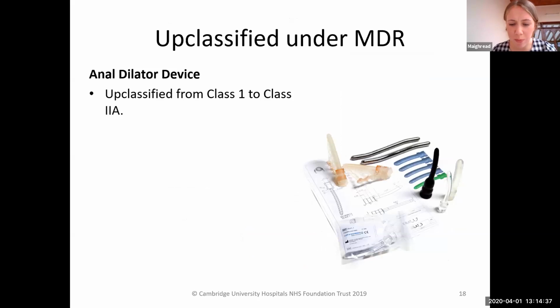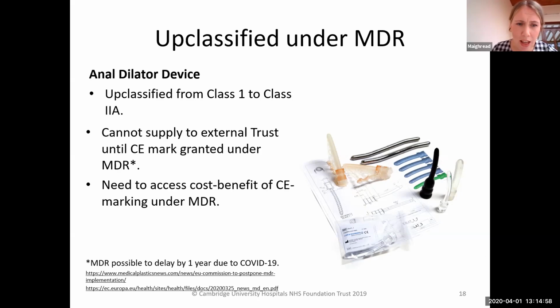So another problem that we're discovering is the up classification with the MDR. The classification of the devices has changed within the MDR. And unfortunately, one of our devices, which we had CE marked under the MDD, has now been up classified by the MDR. So this now means that we're unable to supply this to external trusts, which is something that we had intended to do for the product.